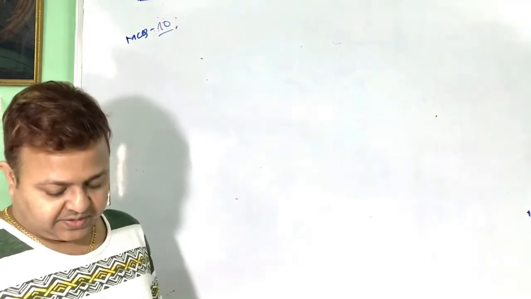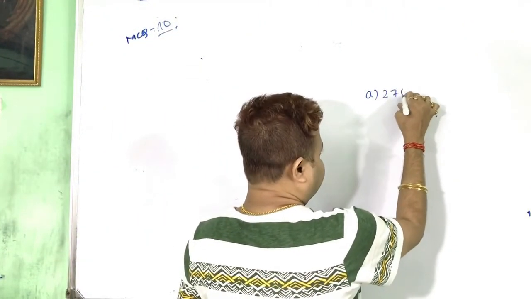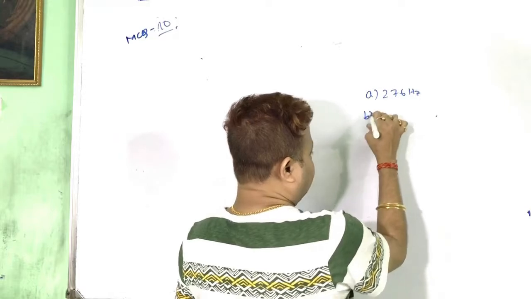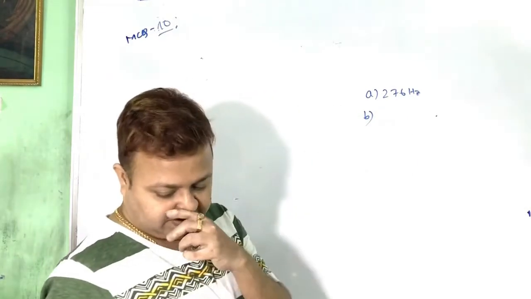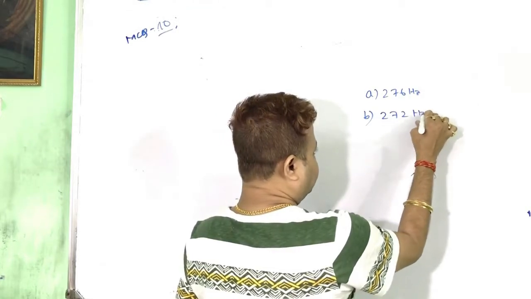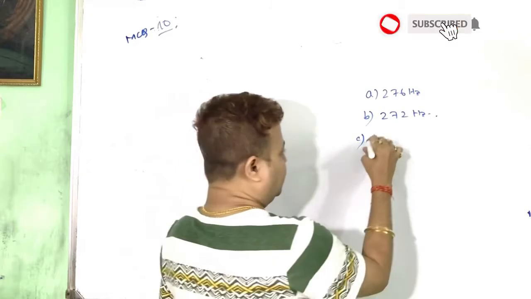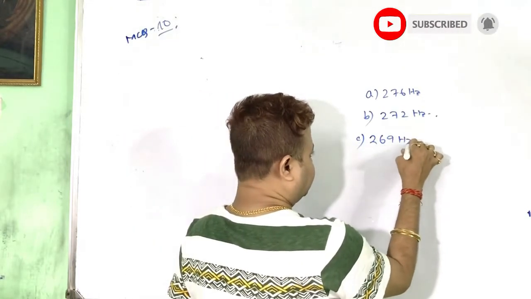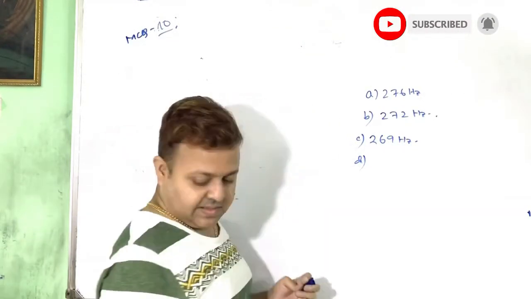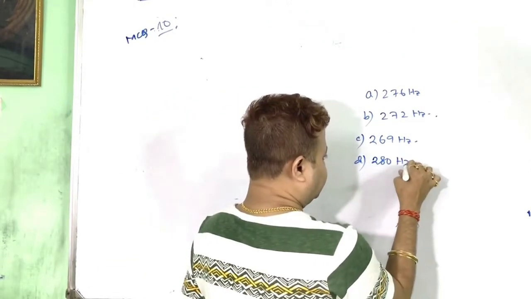The frequency of the tuning fork will be 276 Hz, 272 Hz, 269 Hz, 280 Hz.